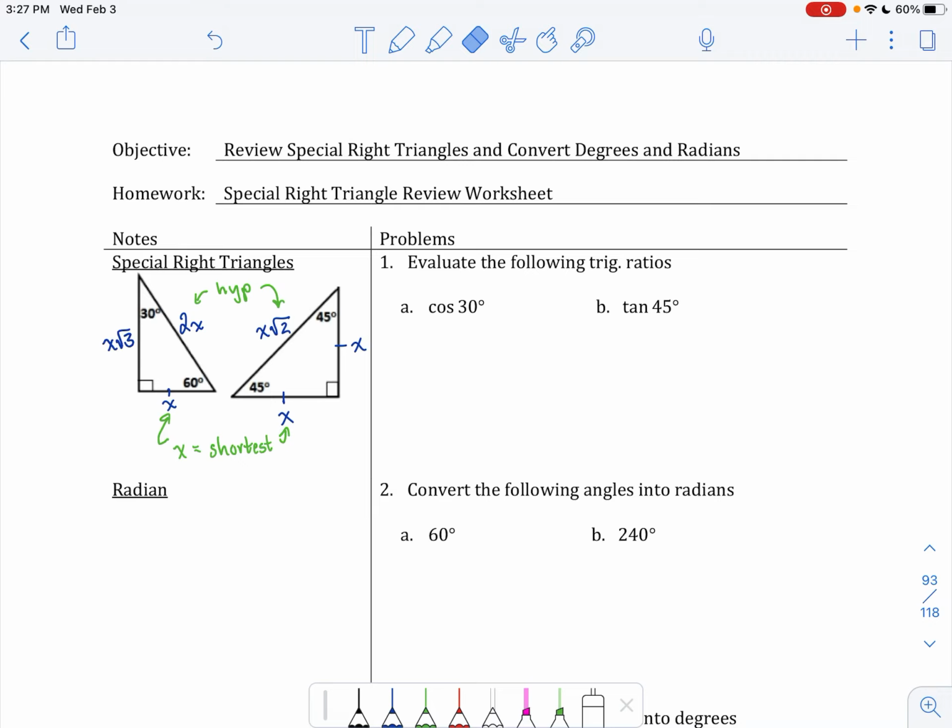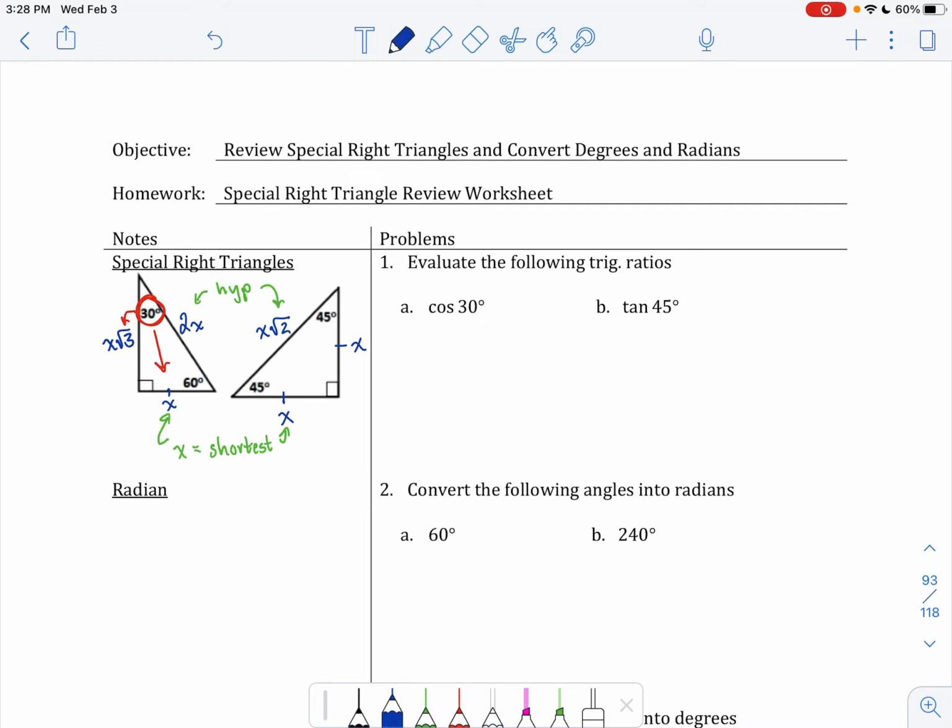Now here, as I said, it's a nice way to evaluate the exact values of some of these trig ratios that, if you type them into your calculator, you get an irrational number. So in number 1, it says, evaluate the following trig ratios. So here we have cosine of 30 degrees. If I look at these special right triangles over here, here's my 30 degrees, which means x is my opposite, x root 3 is my adjacent, and 2x is my hypotenuse.